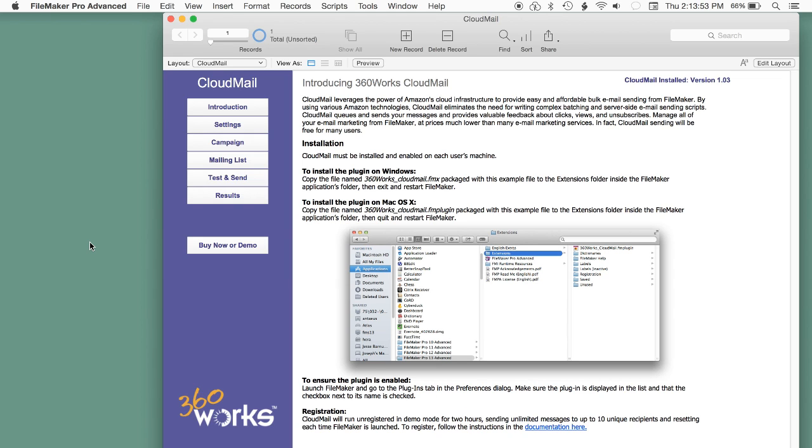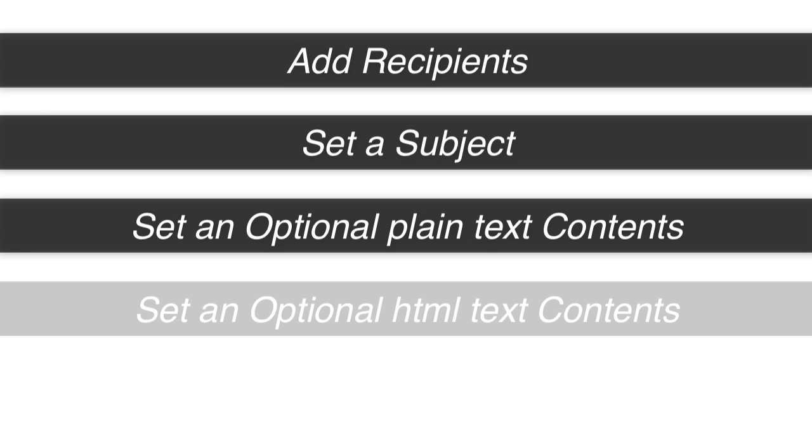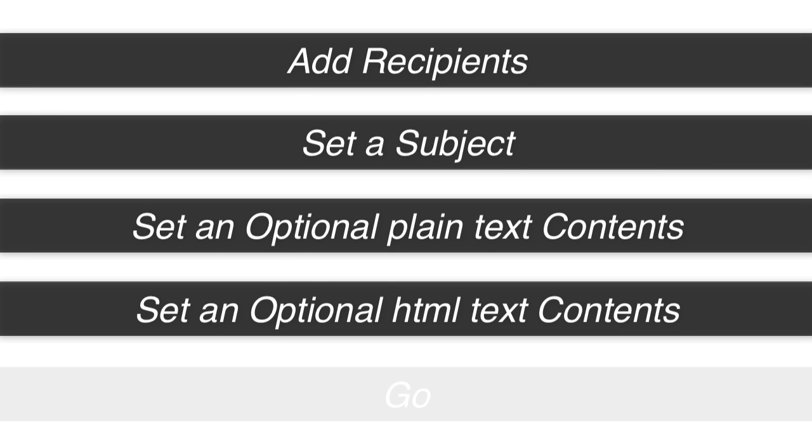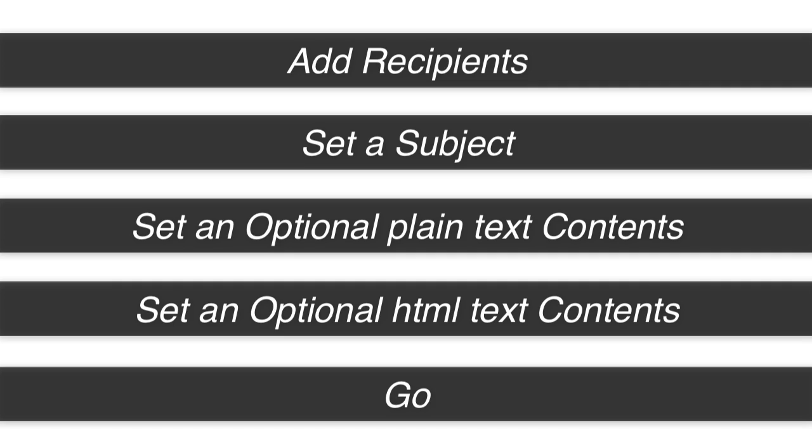It's designed to be very easy to add to your solution. From an API standpoint, it is a traditional FileMaker plugin. You can install it on the server or on client copies of FileMaker Pro. The API for it is dead simple. It's basically add one or more recipients, set a subject, set an optional plain text content, set an optional HTML content, and then go. So it's very, very simple to use.